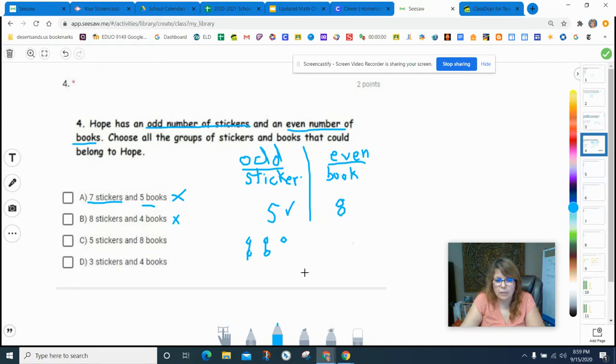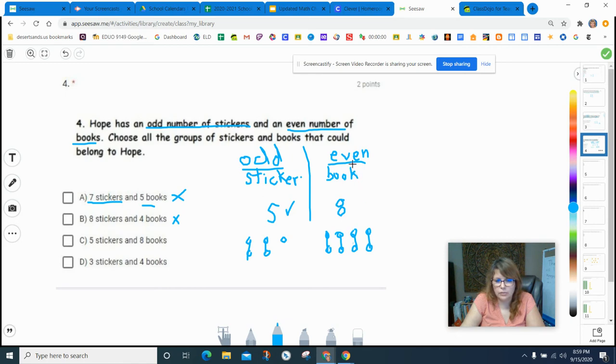I need an even number. So I go 1, 2, 3, 4, 5, 6, 7, 8. Remember, we're always doing our work. Pair, pair, pair, pair. Always do your work. You do your work, you show your work, and you'll know for sure if you're correct.